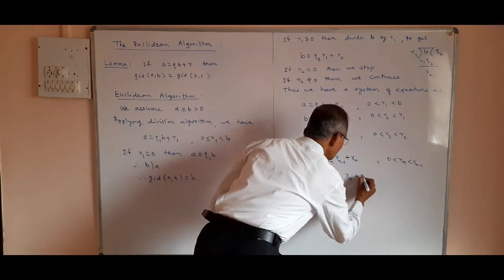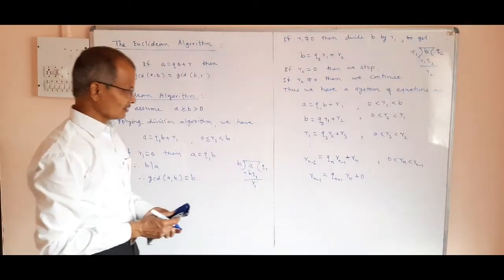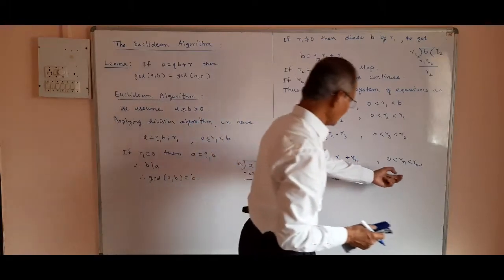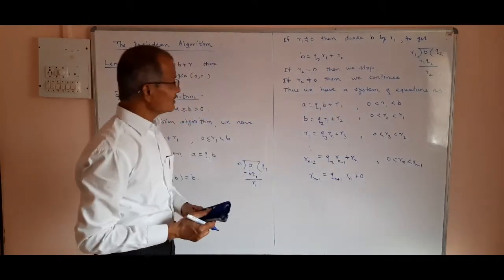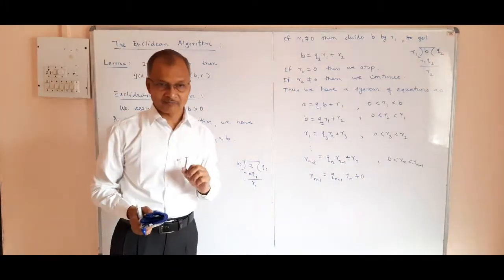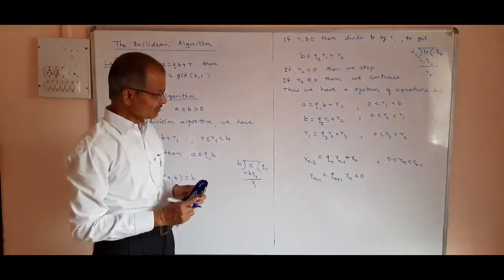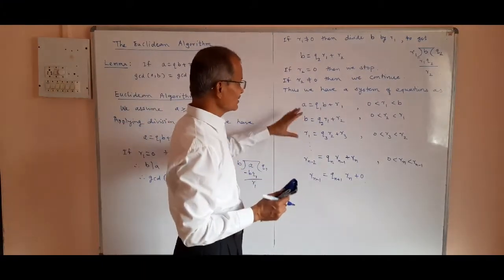And this now is 0. The last remainder is 0, and so there is no need to write the condition here because it is 0. In this system of equations, we shall claim that the last non-zero remainder is the greatest common divisor.